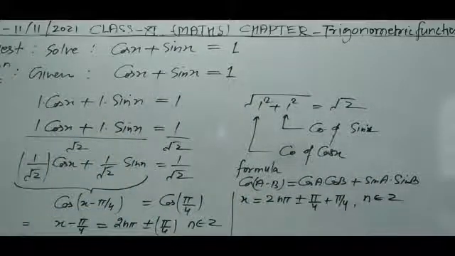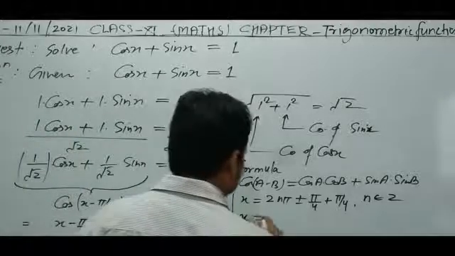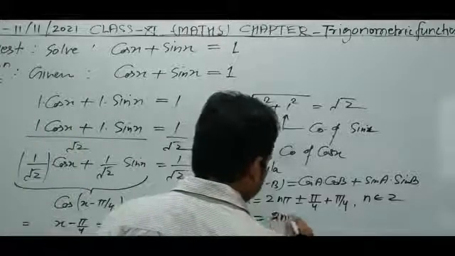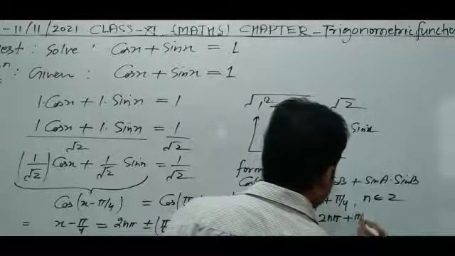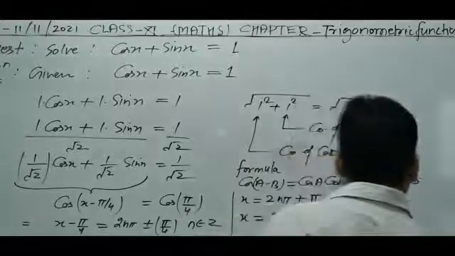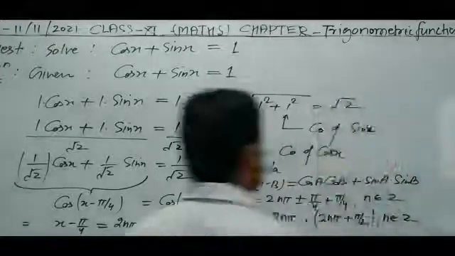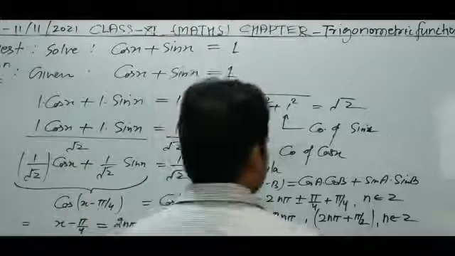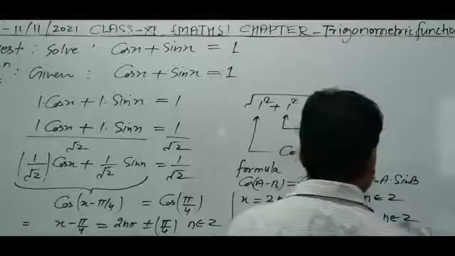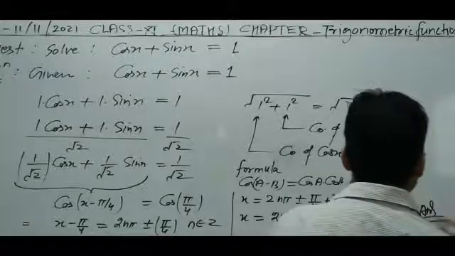And now for x, when you take the positive sign you will get 2n pi plus pi by 2, and with the negative sign 2n pi. So the result will be x is equal to 2n pi, 2n pi plus pi by 2, such that n belongs to integer. Now this is the answer. You can see this is the answer.